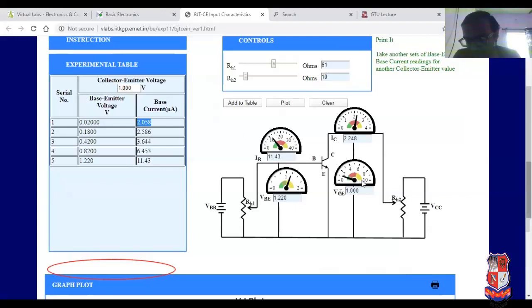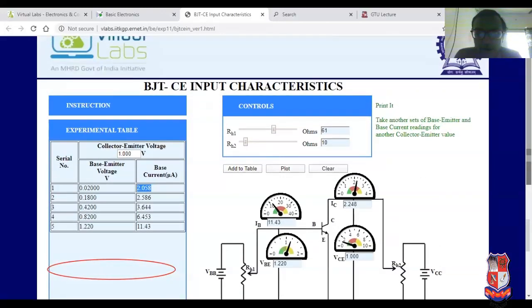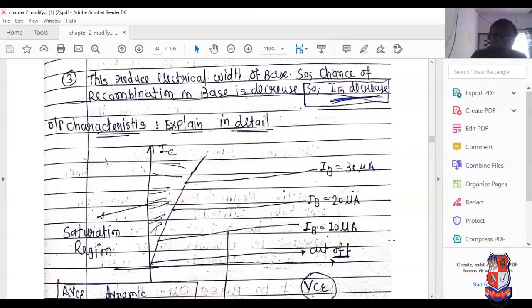So it is the correct explanation regarding the common emitter configuration of transistor. Make output voltage constant, so we can get the base current with the variation of rheostat. Rheostat means what? Simply potentiometer. So it is the practical of common emitter configuration of transistor. Now I have explained the theory related to this particular topic.